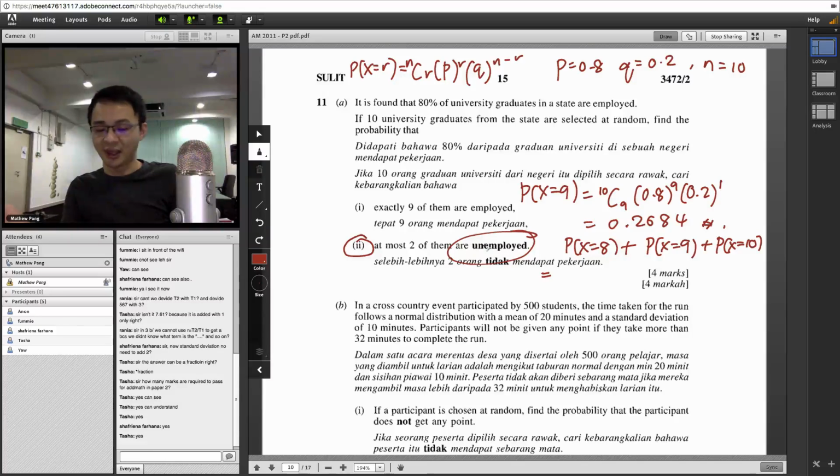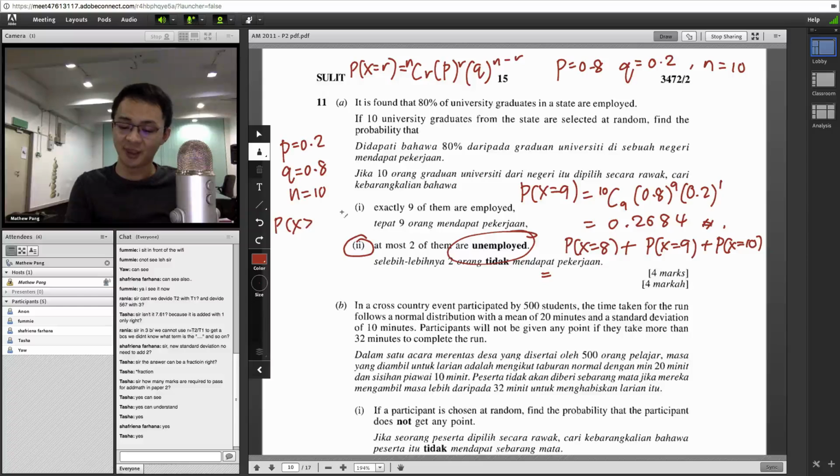Of course, actually last year, one of the students did it like this. They changed the values of P and Q, because unemployed in this case is Q, right? Because this question asks about unemployed, he changed the Q into P. He said P equals 0.2, Q equals 0.8, and it still remains 10 students. So at most 2 means X is bigger or at most 2. No, at most is less, sorry. So X is less than or equal to 2.